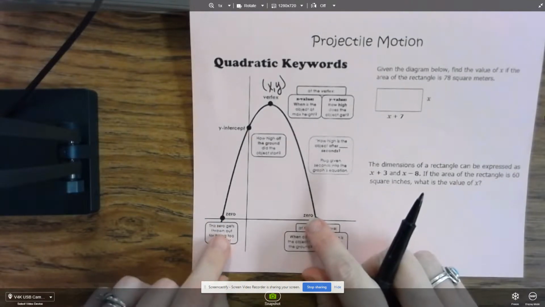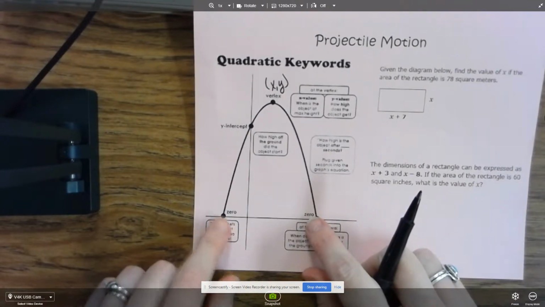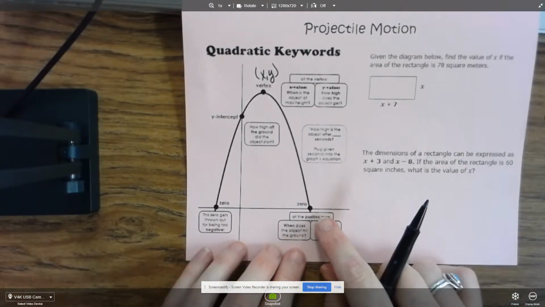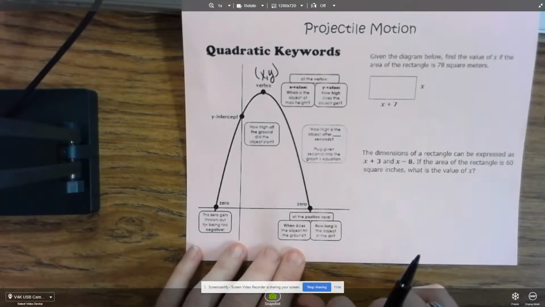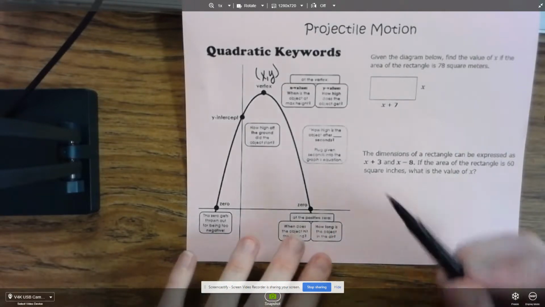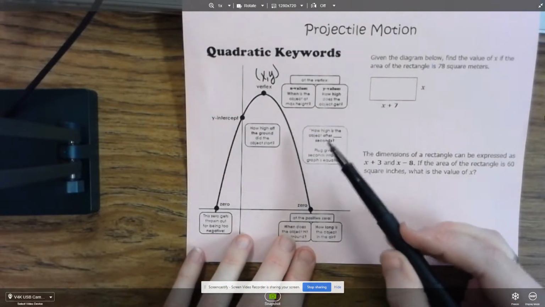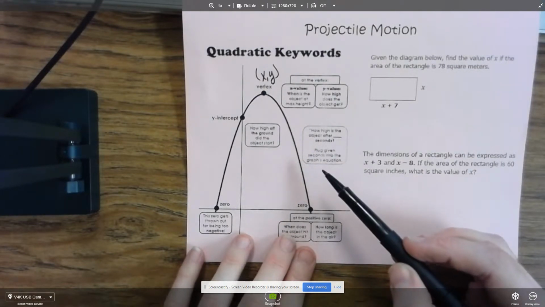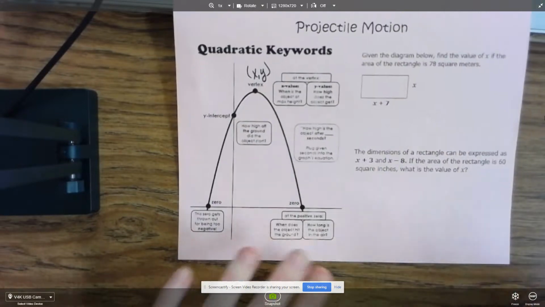If it's a negative intercept, then that one gets thrown out for being too negative. If it's a positive zero, this is when the object hits the ground, or how long the object is in the air. And if you want to know how high an object is after a certain amount of seconds, you can plug that value into x in the graph's equation.